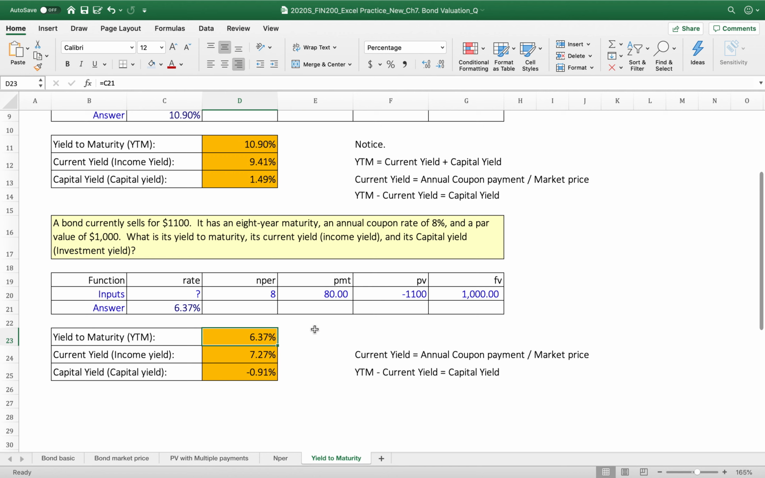So anyway, the yield to maturity is the required rate of return of this bond.